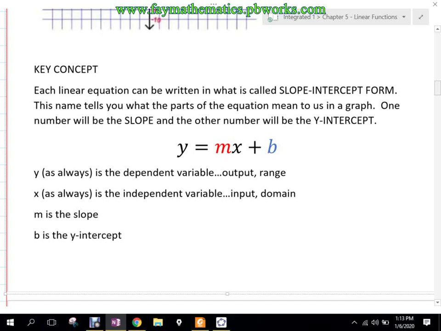Now, a lot of people, me included, have always learned it as what? It's y equals mx plus b form, right? Y equals mx plus b form.